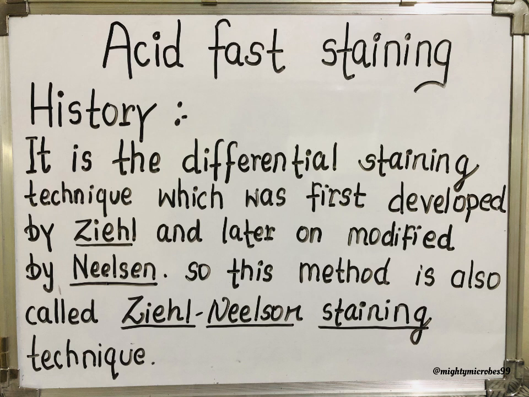So what is the history of acid fast staining? It is a differential staining technique. It was first developed by Ziehl and later it was modified by Neelsen. So, this method is also known as Ziehl Neelsen staining technique. Neelsen in 1883 used carbol fuchsin and heat, then decolorized with acid alcohol and counterstained with methylene blue. So this method is also known as Ziehl Neelsen staining technique because it was developed by both these scientists. So the next is, what is the aim of this staining?